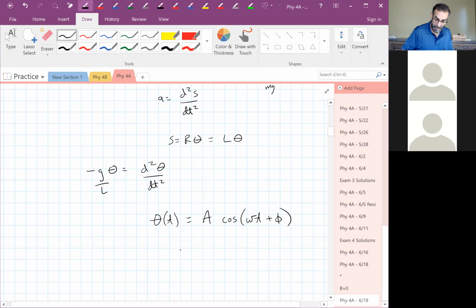What is omega in this case? It's not k over L. There's no spring constant, right? The mass canceled out of our equation. What is it equal to? It equals the square root of g over L. So the frequency of a pendulum does not depend on the mass. This is a simple pendulum, right? It does not depend on the mass. It depends on gravity and the length.